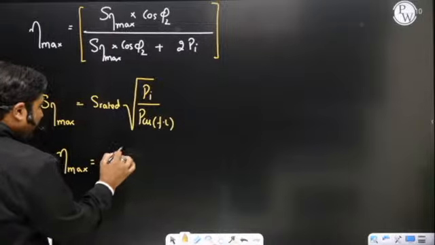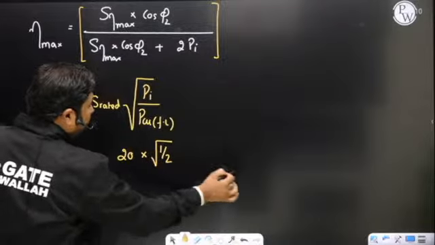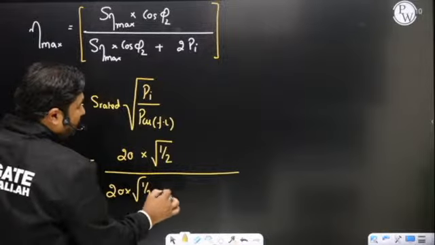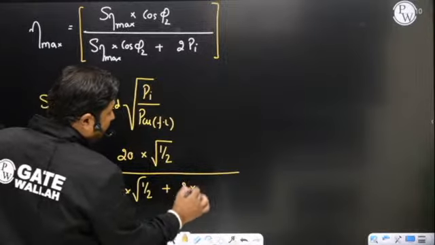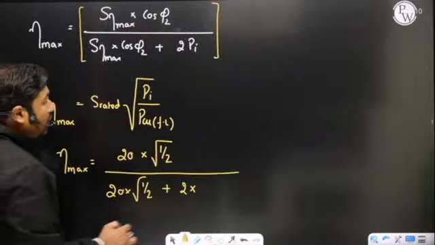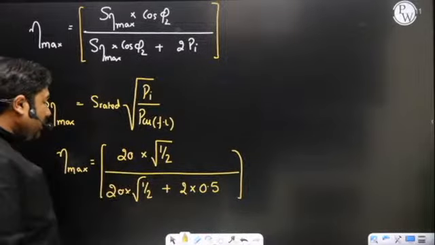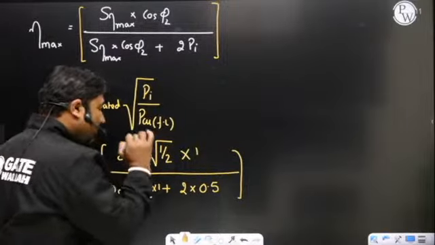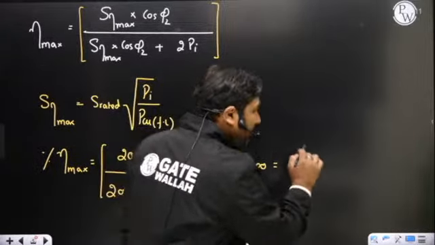Maximum efficiency is nothing but rated kVA, it is given as 20 kVA transformer, into 1 by root 2. Cos phi is unity, because cos phi is not mentioned while asking for maximum efficiency. We know that maximum efficiency occurs at unity power factor, then 2 times iron loss in terms of kilowatt, which is 0.5. I am substituting iron loss in kilowatts, because 20 kVA into cos phi is kilowatt, so now everything is in kilowatt. You can multiply by 100 to find the percentage maximum efficiency.